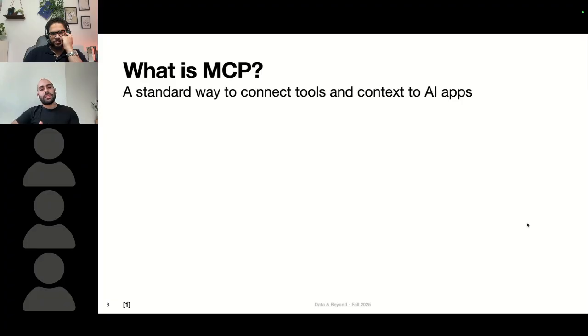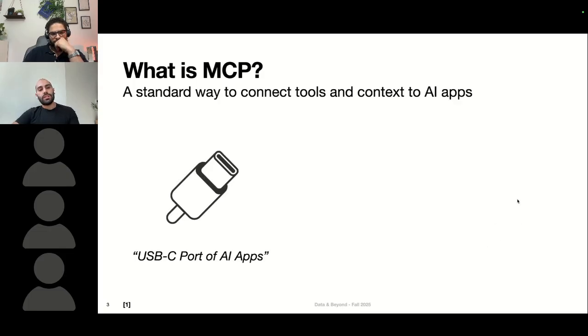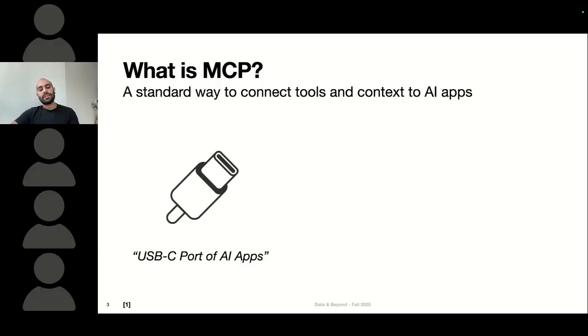But you might be wondering, what is this MCP thing that everyone's talking about? Simply, it's a standard way to connect tools and context to AI applications. The analogy Anthropic gives is that MCP is like the USB-C port of AI applications. If you're a little younger, you won't remember this, but 10 or 20 years ago, if you wanted to connect a device to a computer, there was basically a custom port for that device. But over time, the ports got standardized, and now we have the USB-C port.